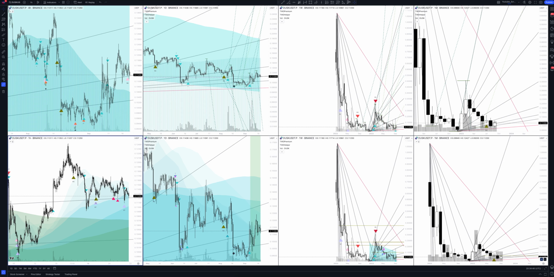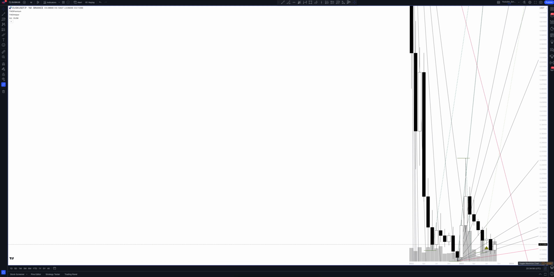Today we will take a look at DUSK Network cryptocurrency. Let's analyze the market situation and find out how you can make money on it. Let's start. We always start our analysis from the global market.